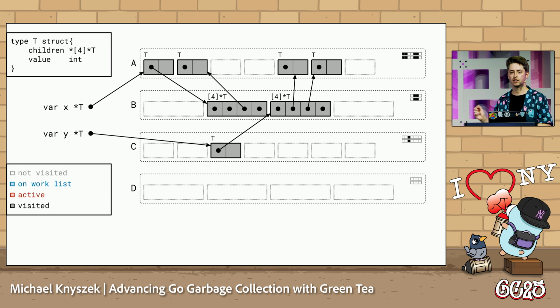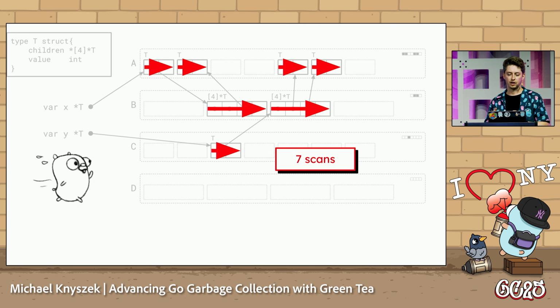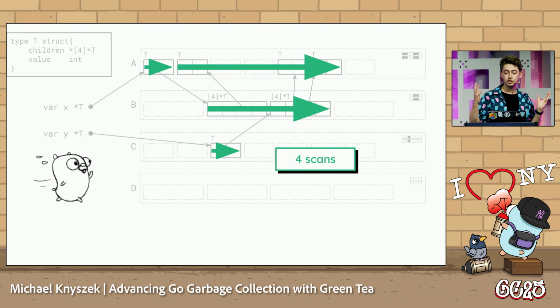Finally, we can sweep away the unvisited objects as before. So, let's come back to our driving analogy. Are we finally getting on the highway? Let's recall our graph flood picture from before. We were jumping around a lot, doing lots of little bits of work in different places. And with green tea, it actually looks a lot better.